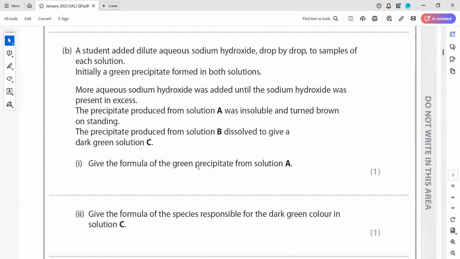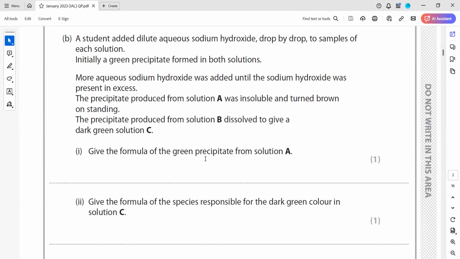Then the second one: the precipitate produced from B dissolved. If we have a green precipitate and it dissolves in excess, what does this give an indication of? This gives an indication that it was actually chromium in the solution, because chromium dissolves in excess.